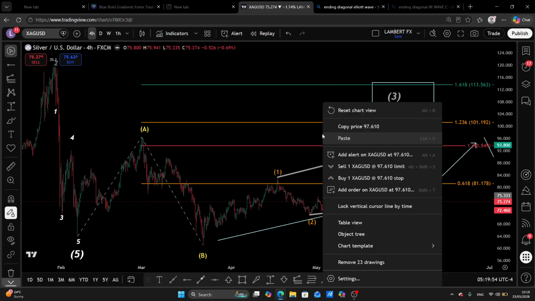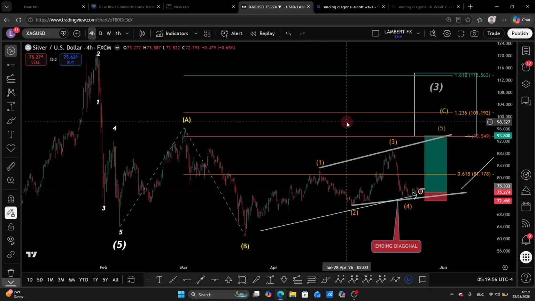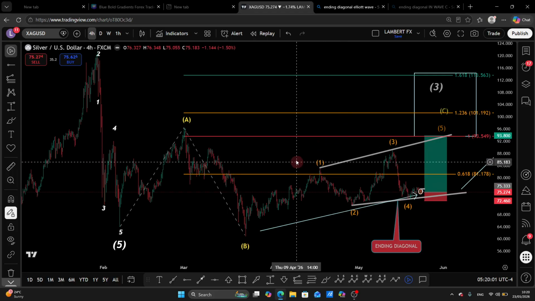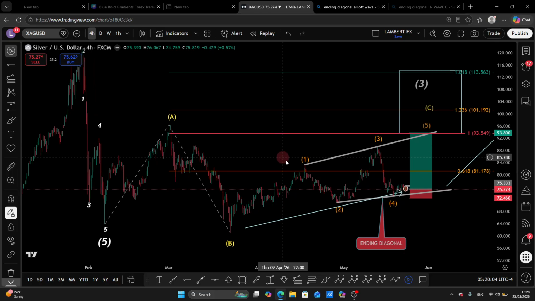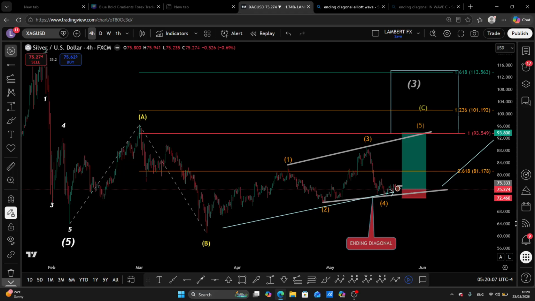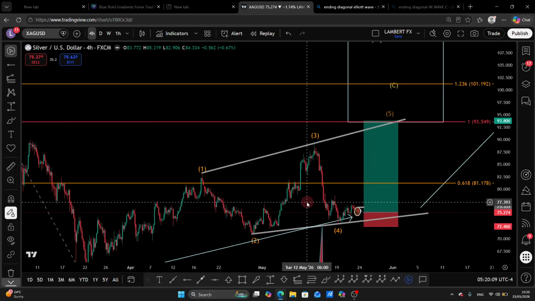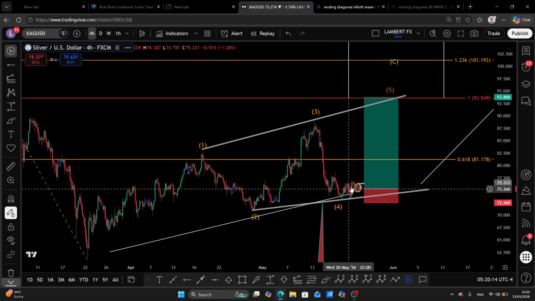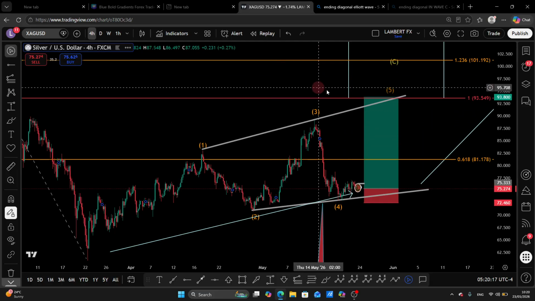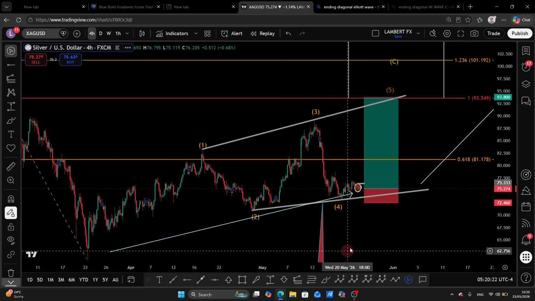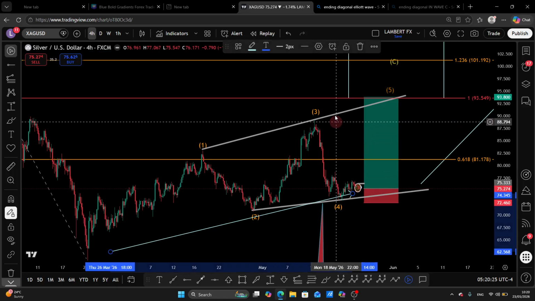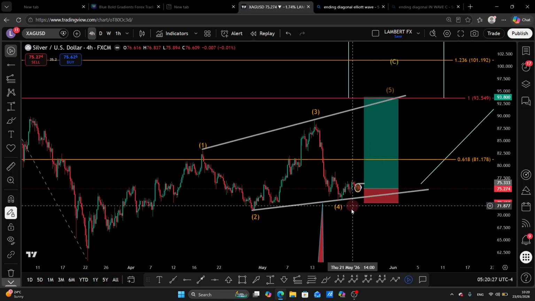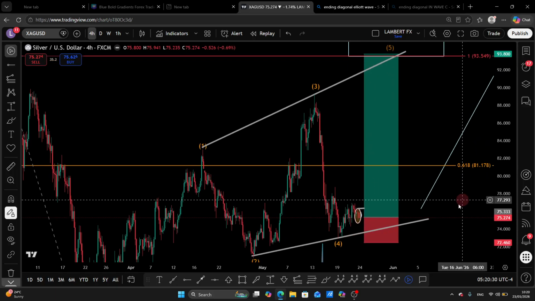I hope this ending diagonal video makes sense and is easy for you to understand. Any questions, drop me a comment. Like I said, only take this trade if it meets your trading plan. This is not trading advice. This is just my knowledge of Elliott wave principles. Do your due diligence before taking the trade, but if you want to take it, it's entirely your choice.